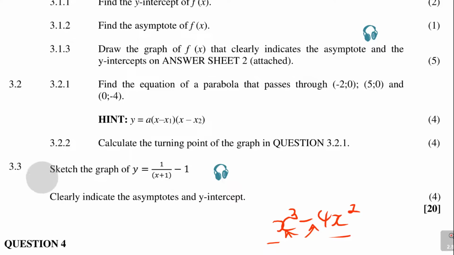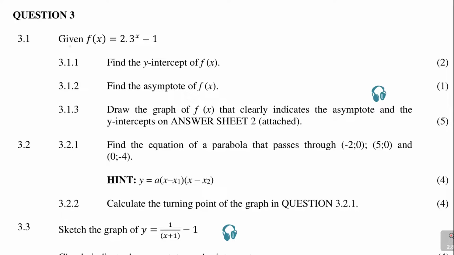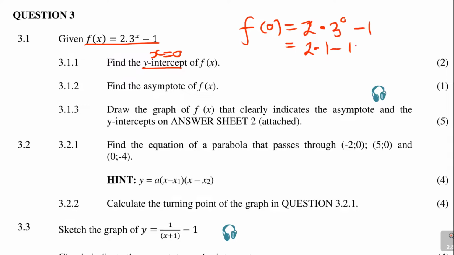Alright, so look at this. Now, working on this one, says given f of x is that, find the y-intercept. So when they say y-intercept, you must remember x is equal to 0 in the y-intercept. So here you're going to say f of 0, find the y-intercept, is equal to 2 dot 3 to the power 0 minus 1. Now any number to the power of 0 is 1, so it's 2 dot 1 minus 1, which is equal to 1.